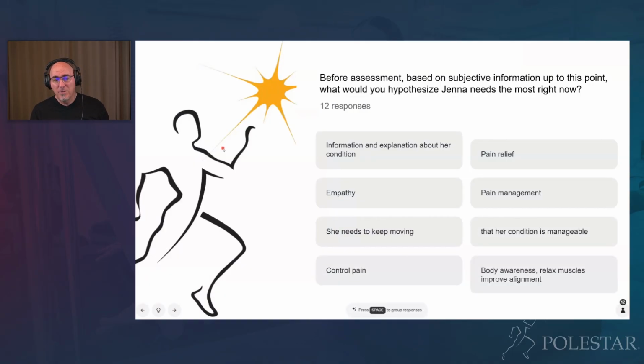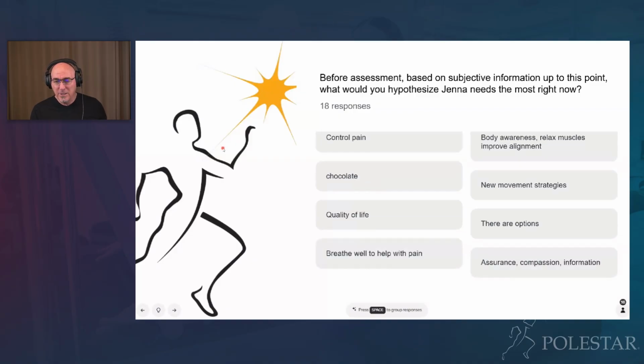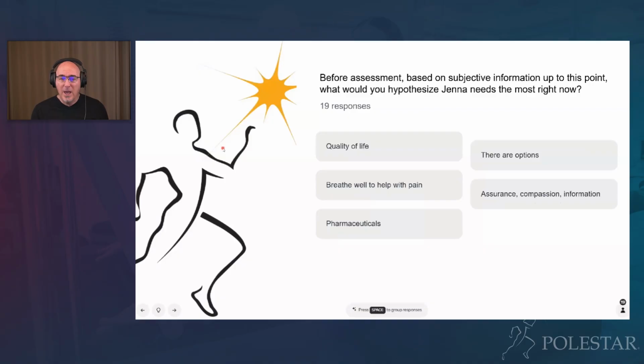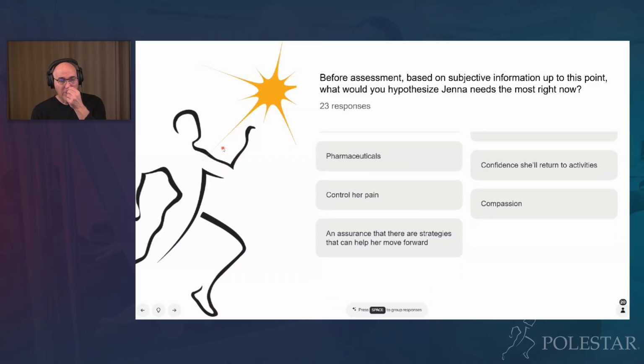I see a lot of things from the psychosocial aspect of empathy and being a good listener and listening to what she's saying, to looking at pain relief. Some of you would see that pain relief through pharmaceuticals. Others are looking at quality of life as what she needs to return to. Yeah, this is good. I'll give you another minute.